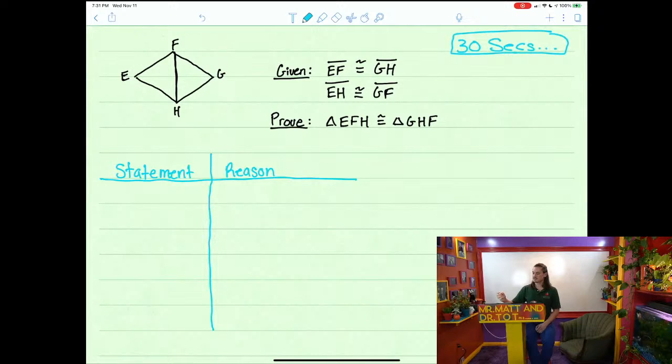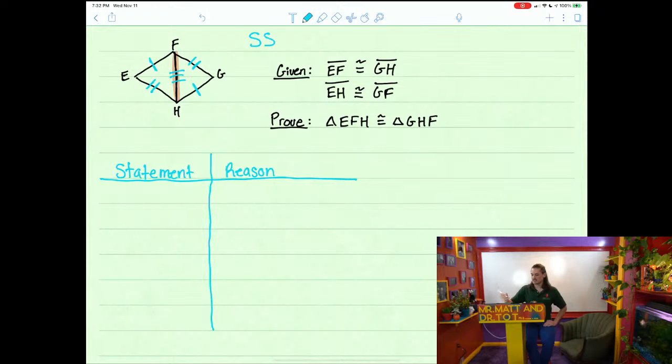Okay, so they tell us that EF is congruent to GH and EH is congruent to GF. And you might be able to notice as well that they share this side of FH. So FH has to be equal to FH. So therefore, we have side, side, side congruency. So for my first statement, I'm going to start with the given: side length EF is congruent to side length GH because it's given.